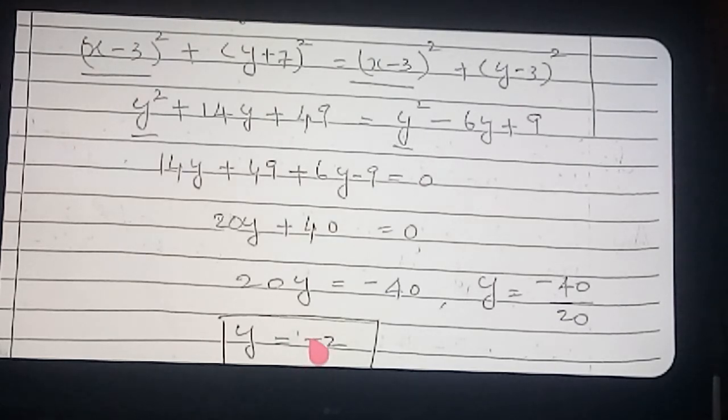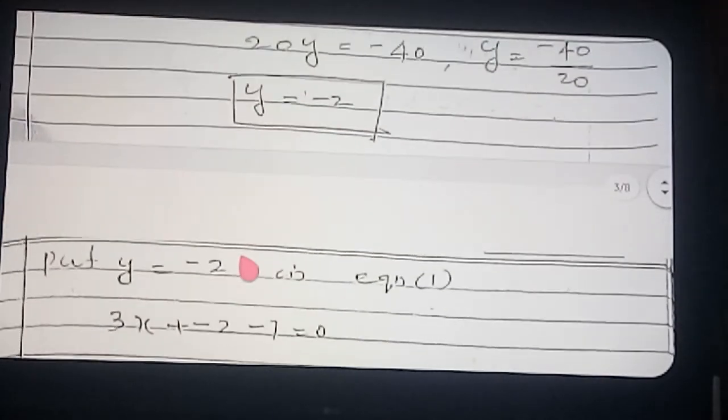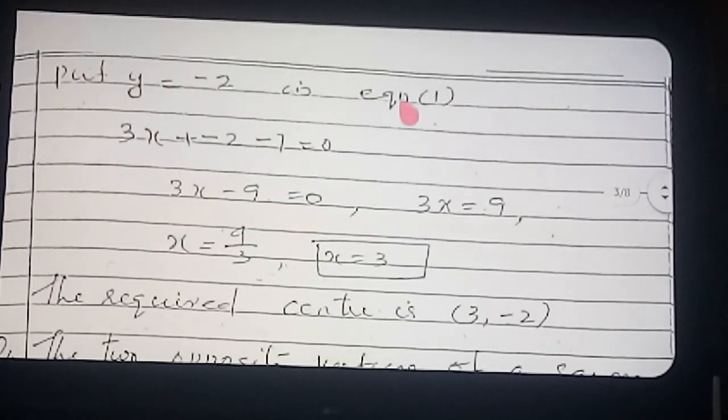This y equals minus 2, you apply in the equation, and you will get the value of x. See here, put y equals minus 2 in the equation. You got the value of x also, no? Yes? So you got the center. What is the required center? Therefore, the required center is x equals 3 and y equals minus 2.